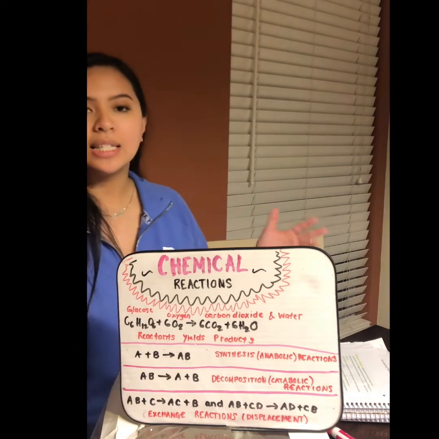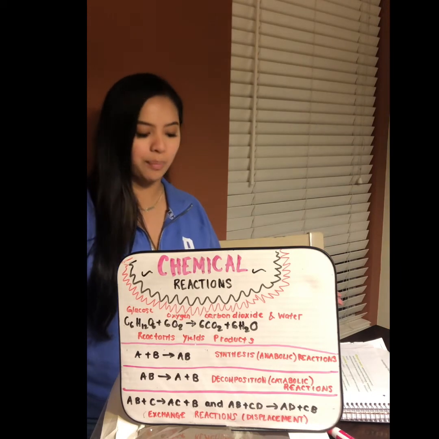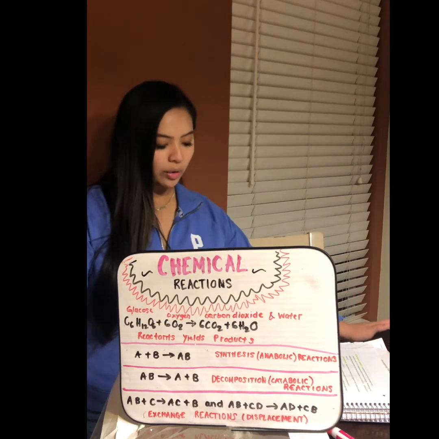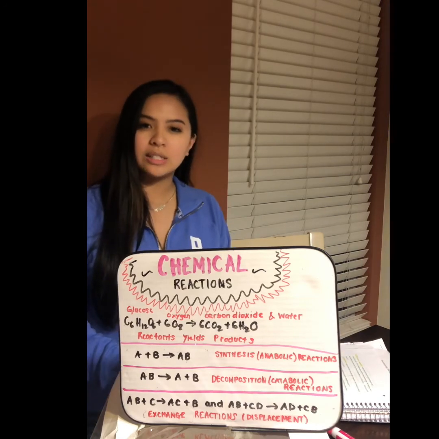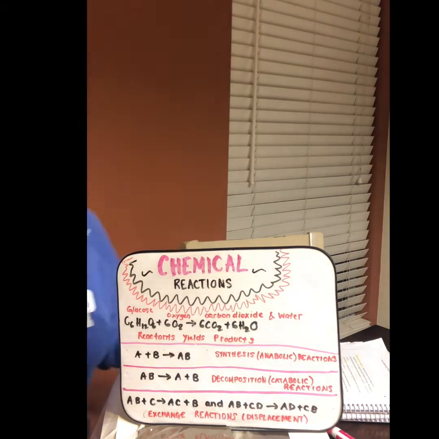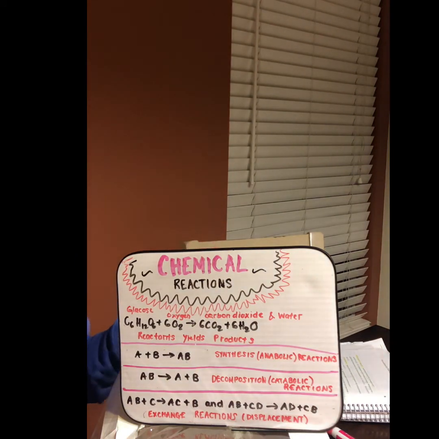Now we have decomposition, which is also known as catabolic reactions. The molecule is broken down into smaller molecules, so it's kind of a reverse synthesis reaction. Instead of smaller molecules creating bigger molecules, bigger molecules decompose down into 2 or whatever molecules on the product side. So this one's like AB, and the product would be A and then separate B, as it's shown here.